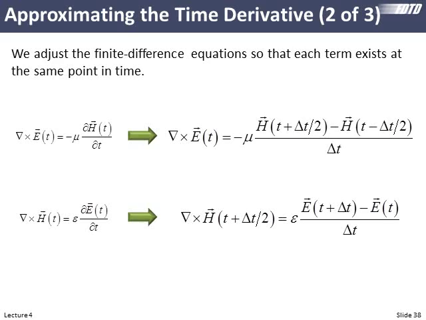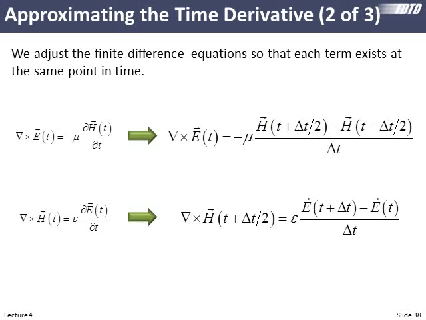Let's look at our first curl equation. We're going to approximate that first order derivative this way with a central finite difference. So we're calculating the h field at the half time steps. That's good. But this term will exist at the midpoint between these two arguments, and that midpoint is exactly t. That's exactly where the electric field exists. So this is a working equation. Now let's look here. The electric field exists at integer time steps, so we're only calculating at integer time steps. When we calculate a finite difference, it exists at the midpoint between these two, which is t plus delta t over 2. That's good. That's exactly where the h field exists in time. So we now have working equations.